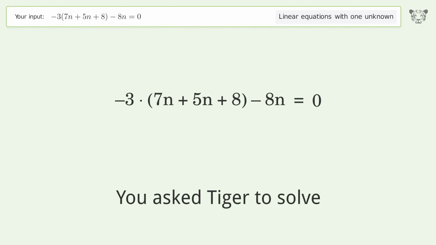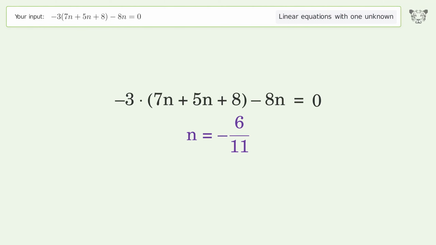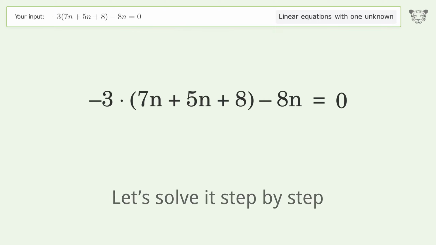You ask Tiger to solve this. It deals with linear equations with one unknown. The final result is n equals -6/11. Let's solve it step by step.